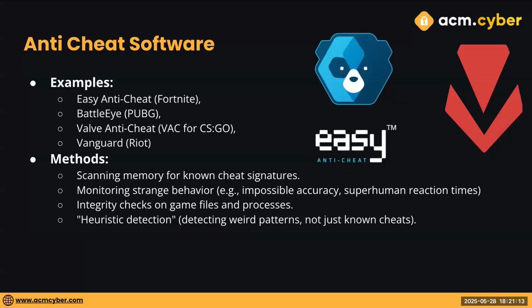Okay. There's also a lot of anti-cheat software. The examples include Fortnite's anti-cheat, BattleEye, and Vanguard from Riot. These are used to scan memory for known cheat signatures. They monitor strange behavior. So obviously, if someone's walking 5 hours in a place, or someone has an insane amount of points in the game and it's impossible for them to get there, these are things that they're going to be monitoring for, as well as superhuman reaction times. And then integrity checks on game files and processes. So obviously, a lot of the software can do this.